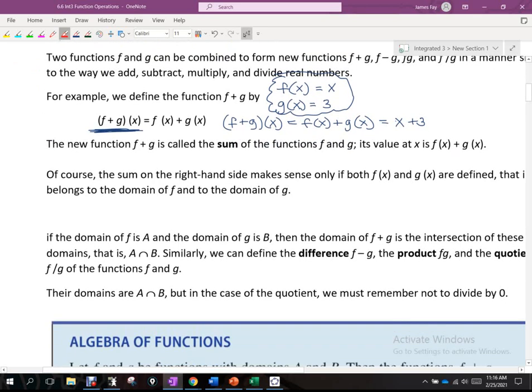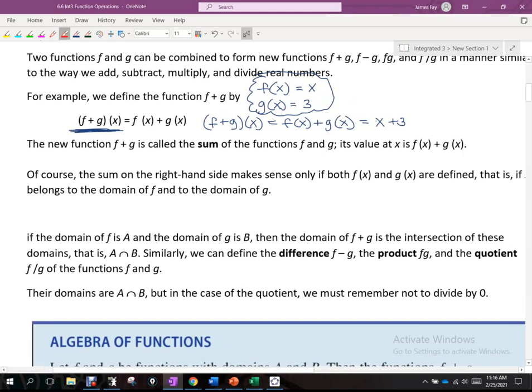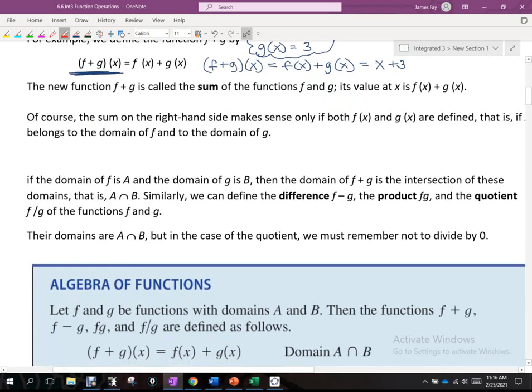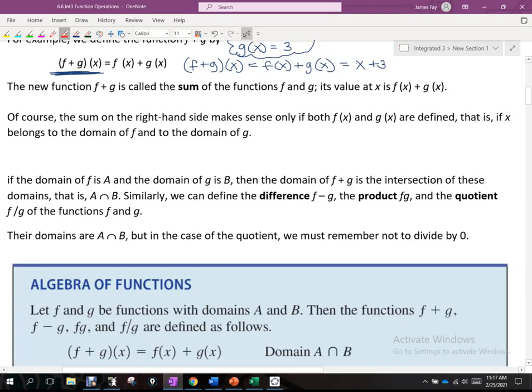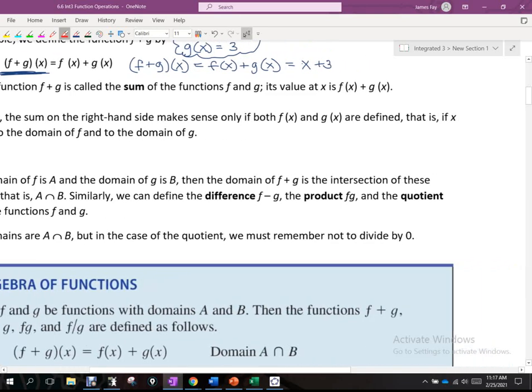So the new function f plus g is called the sum of the functions. And its value at x is f of x plus g of x. That's what we just talked about. It says, of course, the sum on the right-hand side makes sense only if both f of x and g of x are defined. That is, if x belongs to the domain of f and to the domain of g.